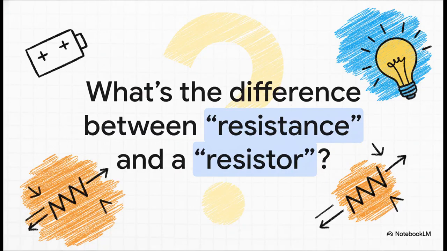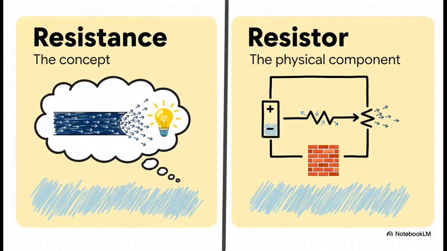Okay, so what's the deal with resistance versus a resistor? It's a common question, so let's clear it up. Resistance is the concept, the property. A resistor is the actual physical part you put in a circuit.